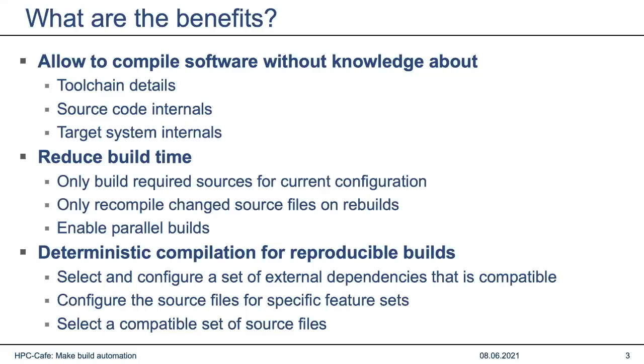Then, of course, another task is to configure the source files for a specific feature set. Sometimes you don't need all source files, and you need to select a compatible set of source files so that it actually compiles. And nowadays, everybody talks about continuous integration, continuous testing. In this context also, it's crucial that the build is reproducible, that you can trust that the result of the build is always the same.